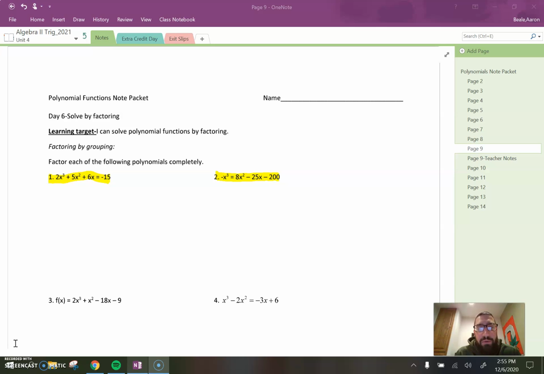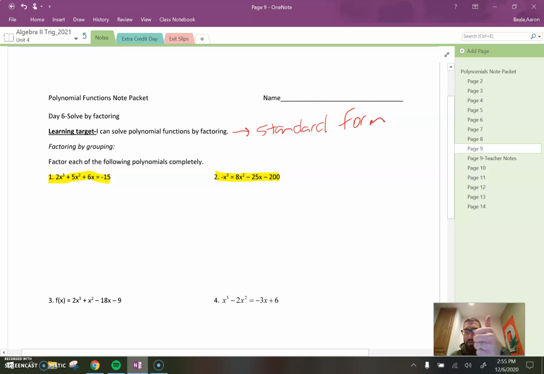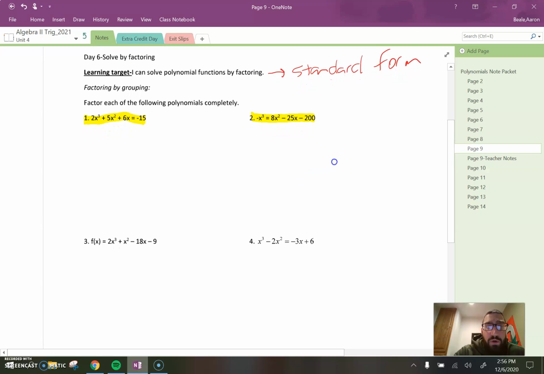When you get started with this, the biggest key that I can give you is make sure that every time that you do factoring by grouping, you start the process by making sure that you're in standard form. And what does that mean? It means that you go from the highest degree all the way down to the lowest degree, or the constant, which would be the lowest degree. The other item that you'd have to consider is nothing different than last time. You have to be equal to 0 for this to work as well.